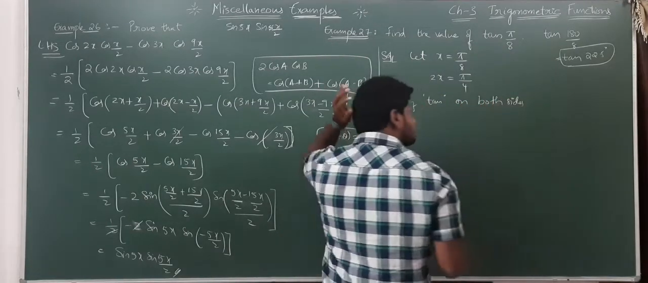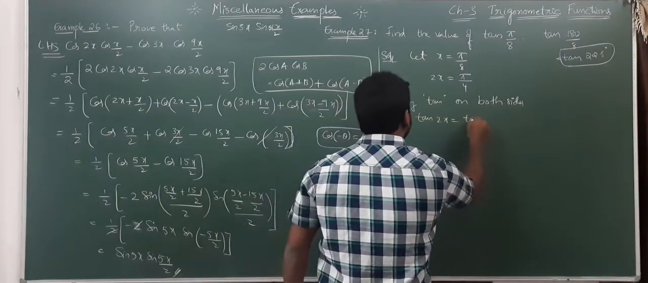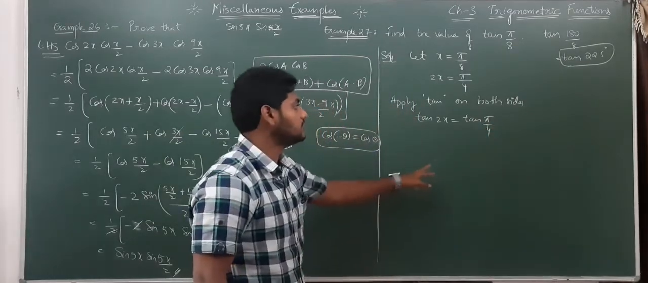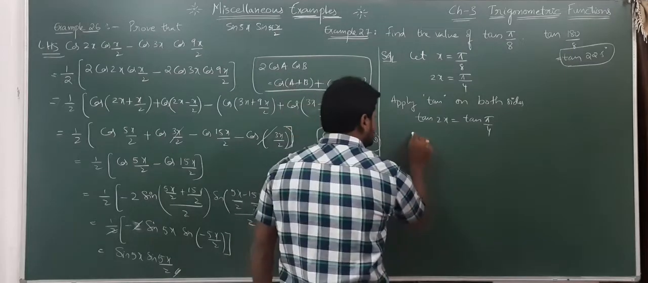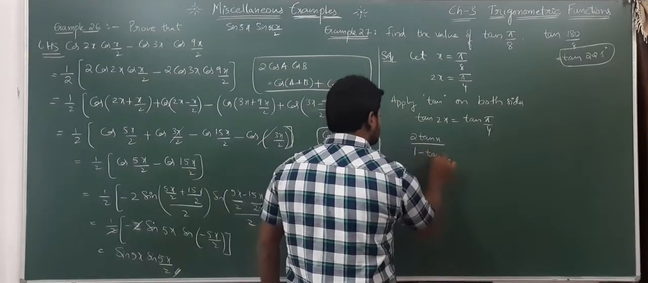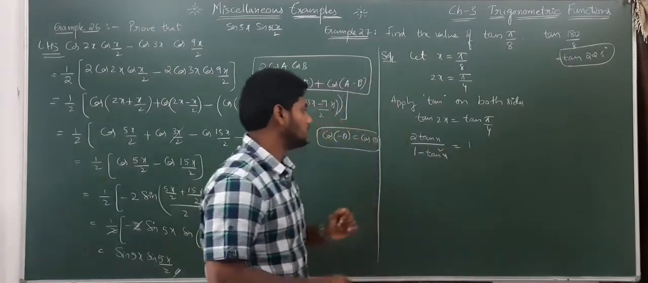So it will be tan 2x is equal to tan pi by 4. Right or not? After applying tan, it will become tan 2x equal to tan pi by 4. What is the tan 2x formula? Tan 2x is 2 tan x by 1 minus tan square x, which is equal to 1.